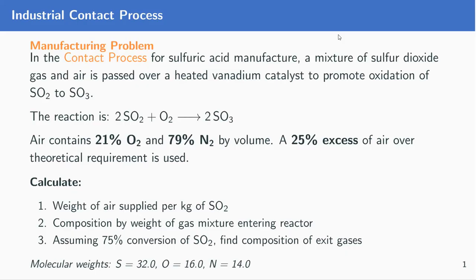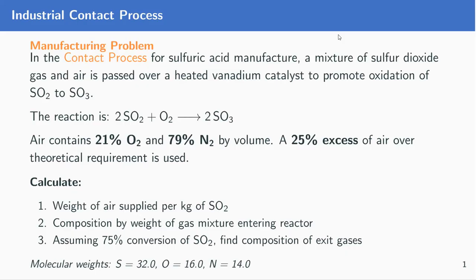Here is our problem. In the contact process, sulfur dioxide and air react over a vanadium catalyst. The reaction is 2SO2 plus O2 gives 2SO3. Air composition is 21% oxygen and 79% nitrogen by volume. We use 25% excess air above the theoretical requirement.